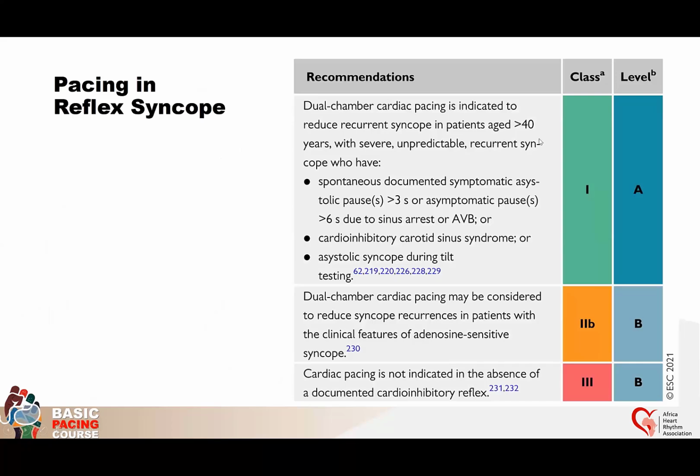So above 40, highly symptomatic, severe form, recurrent syncope with symptoms and a pause more than 3 seconds, or asymptomatic pauses for more than 6 seconds.